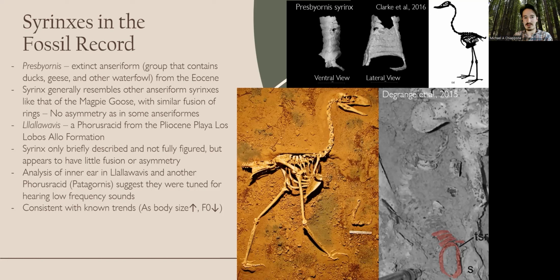We also have Yayawavis, which is a forest rockid from the Pliocene. And we actually have a full-on preserved trachea and syrinx in this guy. It's only briefly described and only sort of figured, but it appears to have little fusion or asymmetry in the rings. And an analysis of the inner ear of Yayawavis and another forest rocket, Patagoras, suggests they were tuned for hearing low frequency sounds. Now, this is consistent with forest rockets' general large body size, as in general in animals, as body size increases, fundamental frequency decreases.